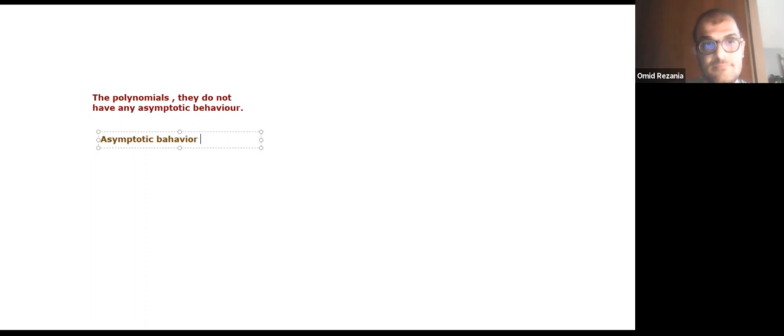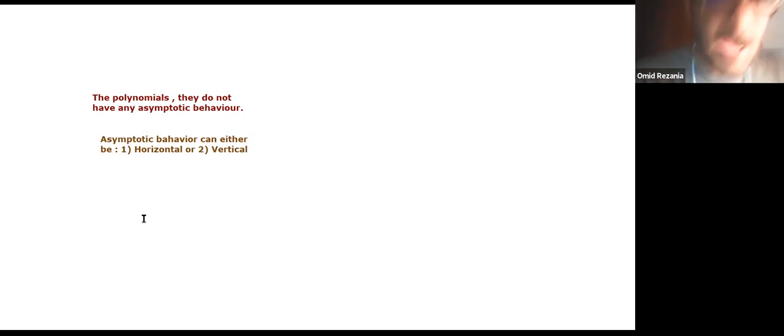Behavior can either be one, horizontal, or two, vertical. What do we mean by the asymptotic behavior, either the vertical or horizontal?